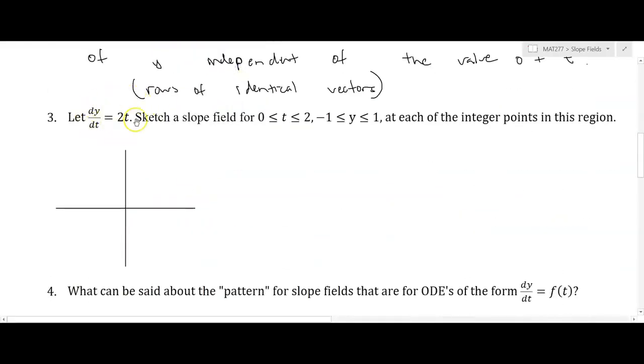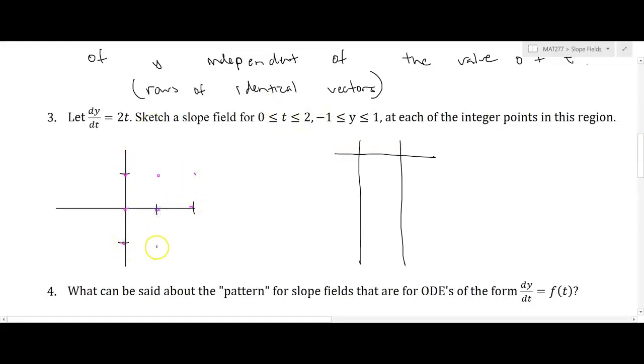Let's also take a look at one that depends exclusively on t. This is something that we would have seen in our Calculus 1 class. And once again, let's just go ahead and look at these for t between 0 and 2 and y between negative 1 and 1. So once again, we're basically going to be looking at the slope at 9 different points.